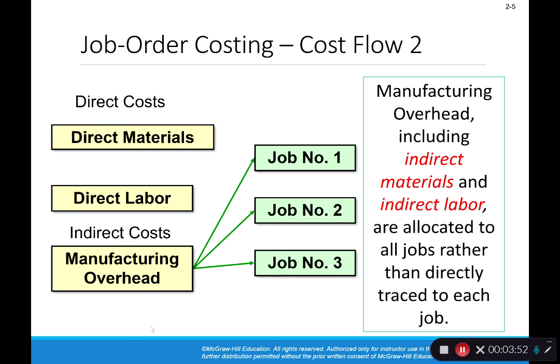So we need to come up with some methodology in order to allocate our manufacturing overhead costs to each individual job, which is going to require some level of estimation. Because we aren't able to directly trace the amounts to the jobs, we're going to have to come up with a way to allocate those amounts.